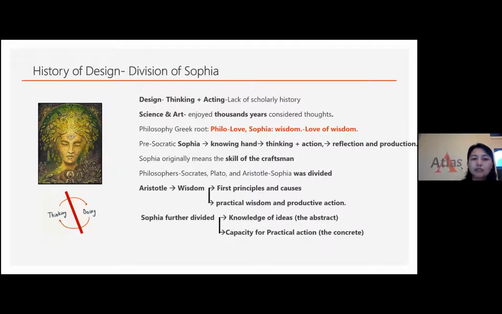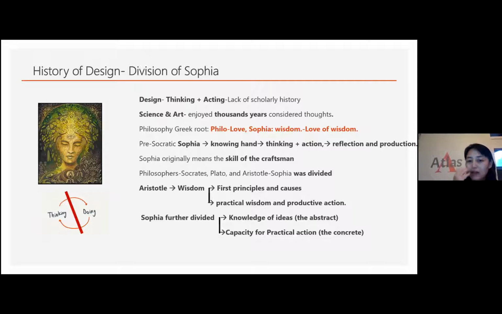Design is a combination of thinking and acting, but compared to science and art, there is a lack of scholarly history of design. Part of the reason is that in the pre-Socratic time, Sophia meant knowing hand. It's about thinking and action together. It's reflection and production. It means the skill of a craftsman.